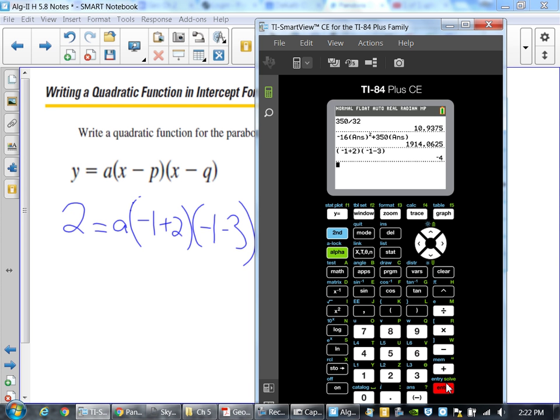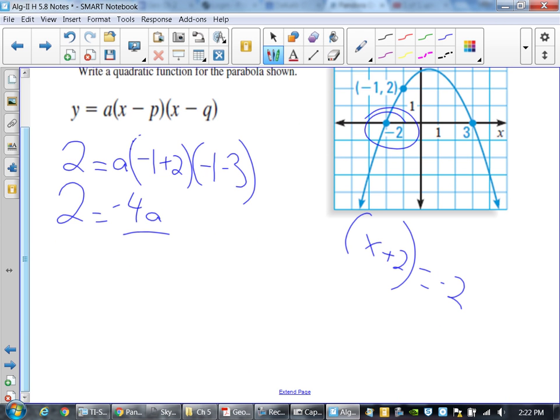That means this side, 2 equals -4a. What's a? Try again. What's a? Negative half. 2 divided by 4. Oh, right. There's your a value. It's substitute right in.